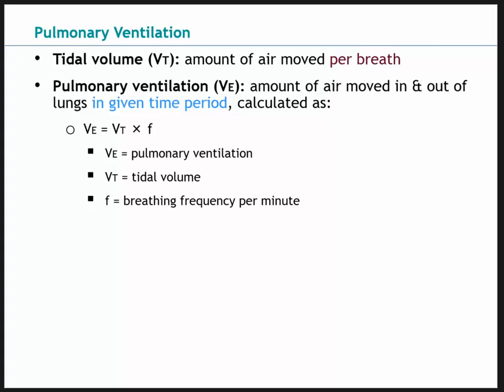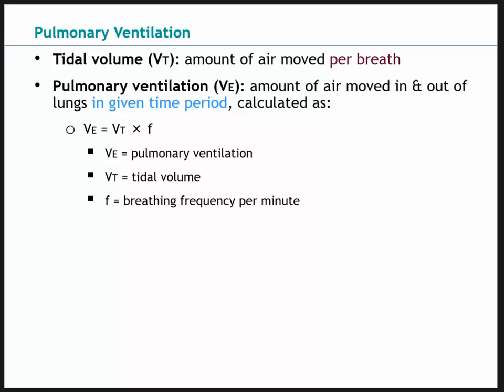So we know VE, volume of air expired per minute. We want to solve for that. So we have tidal volume times frequency. So an average tidal volume at rest is about 0.6 liters per minute. Maximal exercise, that's going to increase up to about 2.7 to 3.1 liters per minute. So there's our tidal volume numbers.